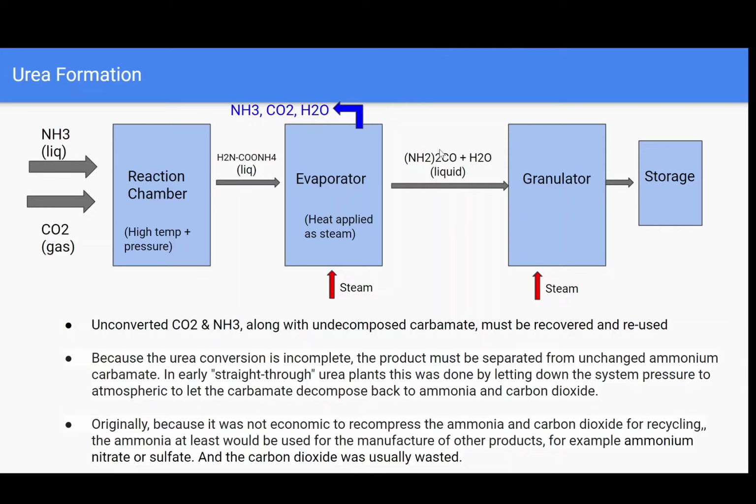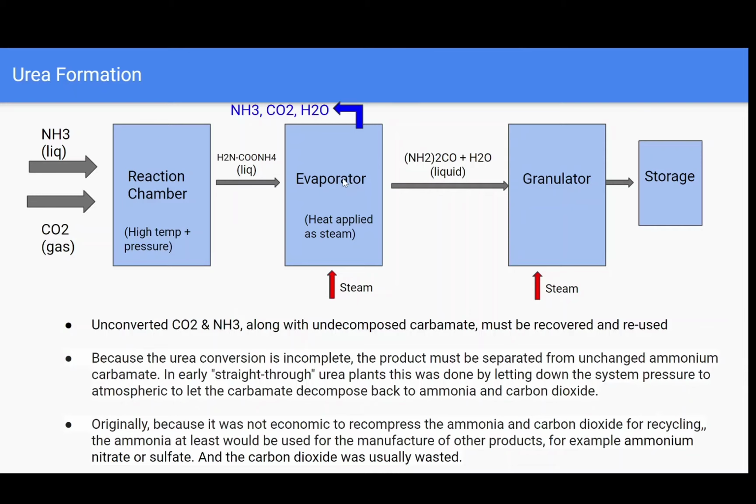But the urea that is formed is then moved to a granulator, and steam is pushed from the bottom, and this liquid urea is pushed from the top. So what happens is that the water evaporates and we get solid urea in the form of granules, and that's then taken to the storage facilities. So it's important here that urea is stored in airtight containers, because it's very soluble and it can even absorb water from the atmosphere. So unconverted CO2 and NH3 along with undecomposed carbamate must be recovered and reused.